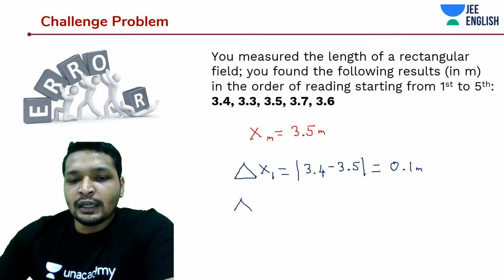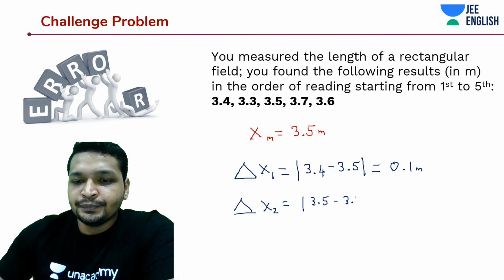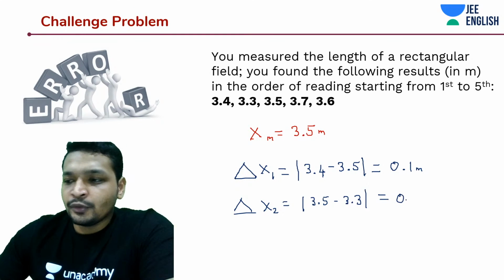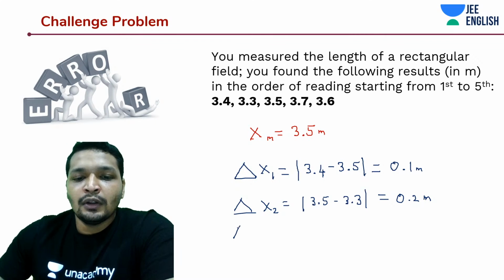Our delta x2 is going to be, you can take it either way. It can be 3.5 minus 3.3 as well. It's going to be 0.2. Any guesses, students, on your end?